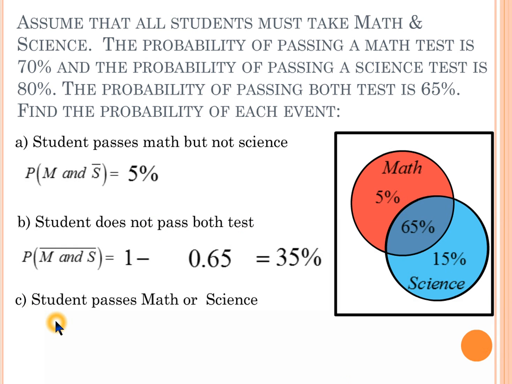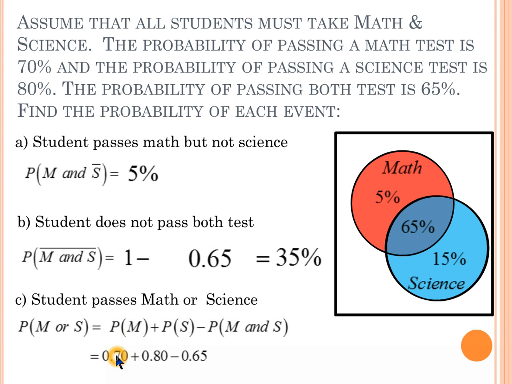And finally, question number C, what's the probability that the student will pass math or science? Since they do have a common area here, this is a non-mutually exclusive problem. So I can use the formula that was taught in the lesson: the probability of math plus the probability of science minus the probability of both. The probability of passing math is 70%. The probability of passing science is 80%, and then I want to minus the common area, which is 65%, and that will give me a total of 95%. So there's a 95% chance that the student will pass math or science. All right, let's move on.